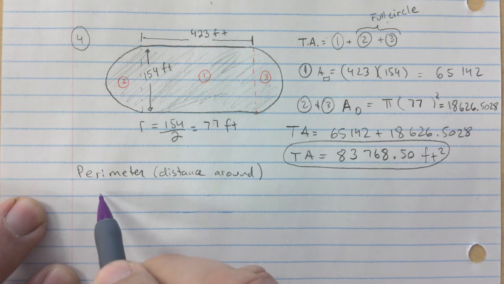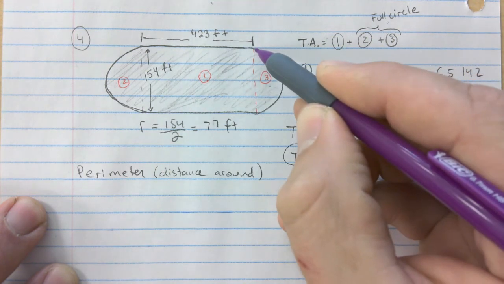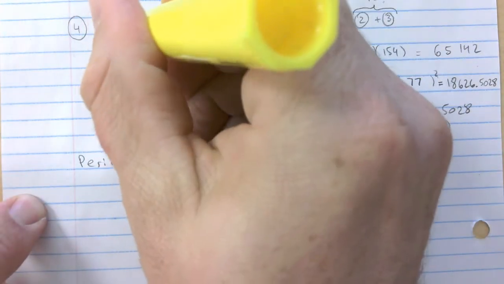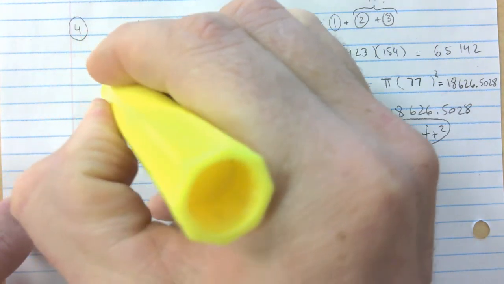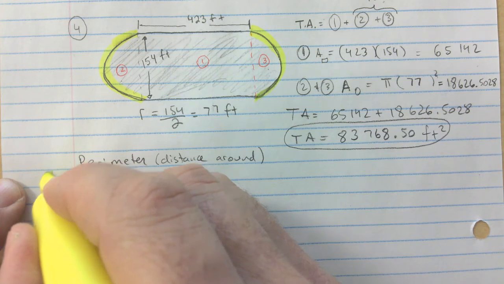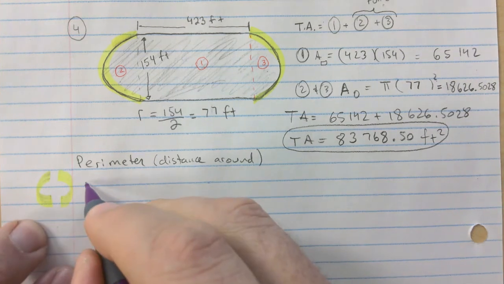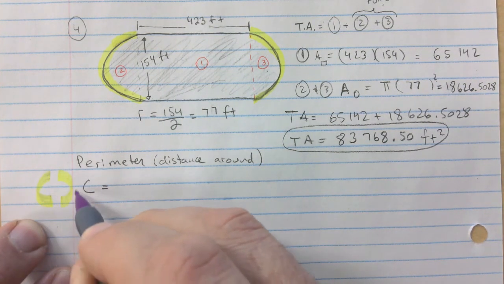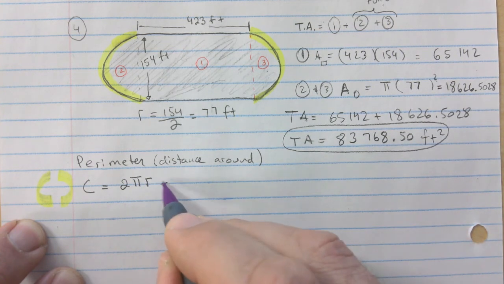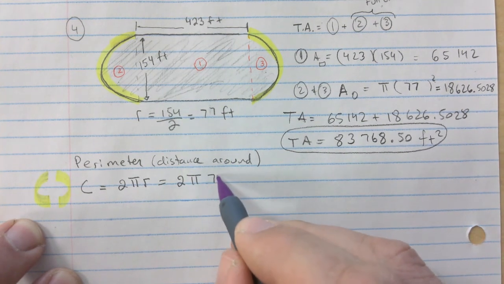So the perimeter, we need to find this curved part here and this curved part here. So how about we do this so that it really sticks, right? So this highlighted part and this highlighted part, we're going to do this and this here, okay? It's basically the circumference of a full circle. So that's 2 pi r. And that's 2 times pi times the radius, which you already determined was 77.